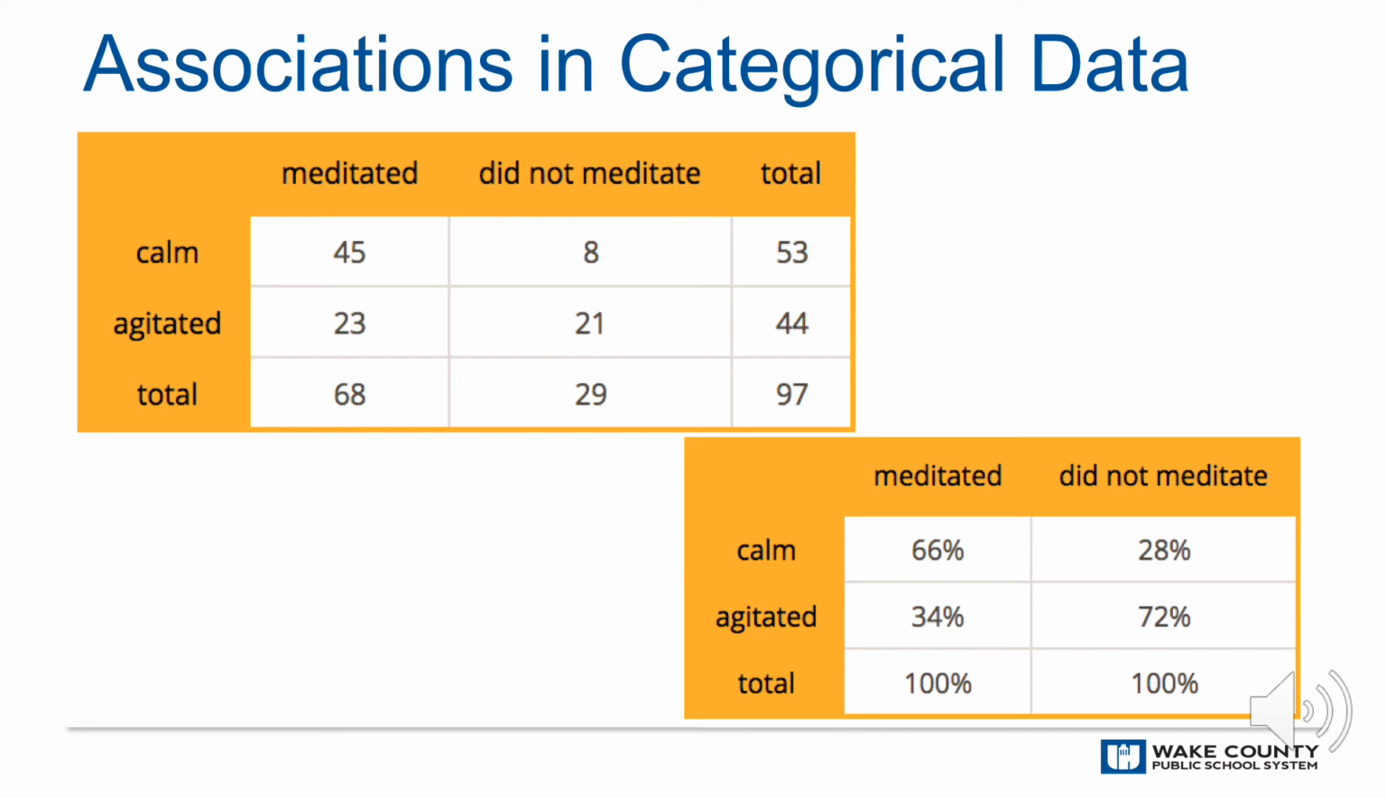When we compare that to the percentage of people who did not meditate, we can now see more easily that the group of people who meditated had a lower percentage of athletes who were agitated. The percentages in the table are called relative frequencies.